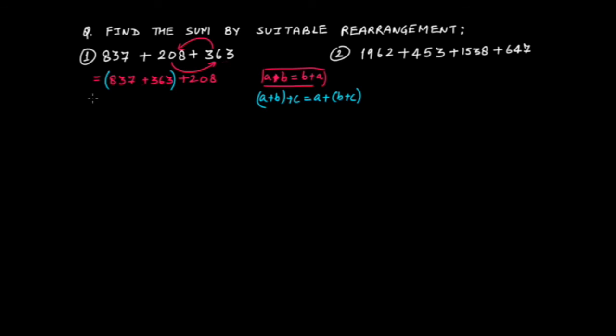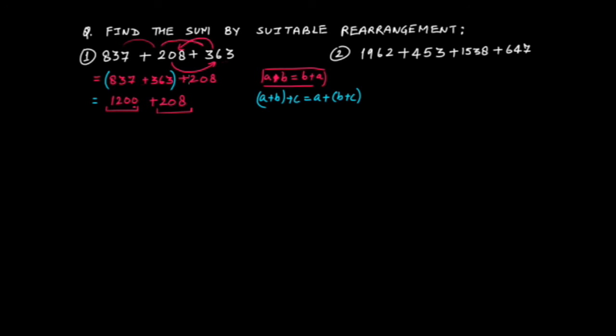And now if you add it, what number would you get? Of course, 837 plus 363 would be 1200. The sum of these two numbers would be 1200, and then plus 208. Now you could see that you got a zero digit, and you manipulated that. I can get a zero digit at the last if I add these two numbers, and what you got is 1200, which is now much easier to add 208 to in comparison to adding these three numbers, right?